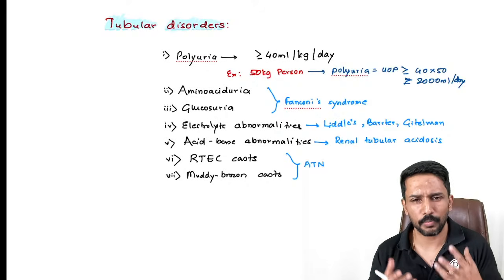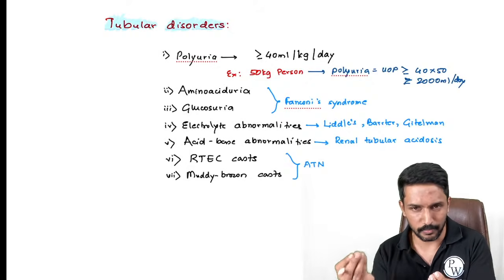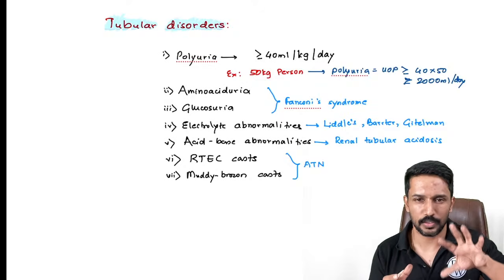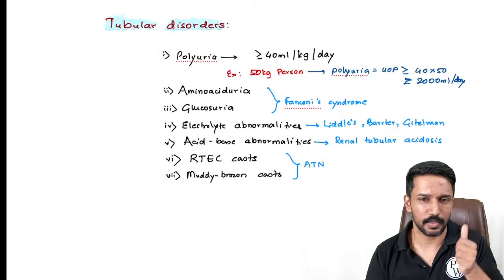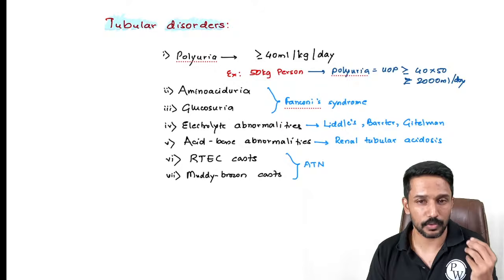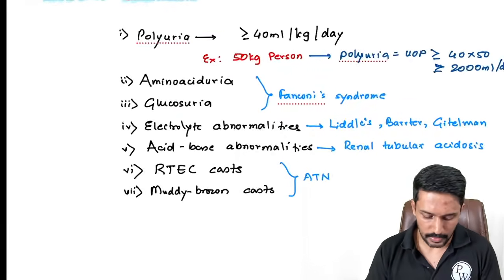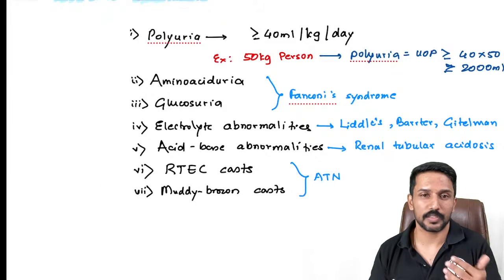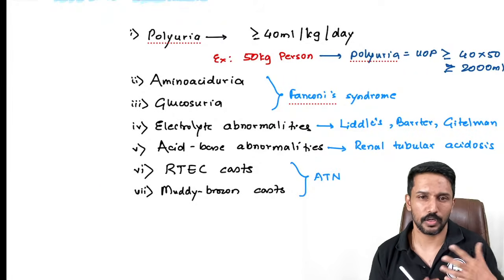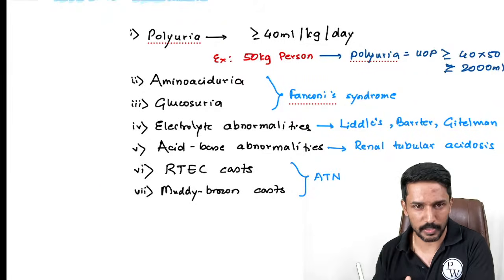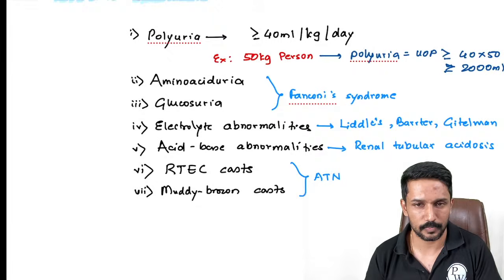So is it possible from a story, lab investigation, symptoms for us to localize it to either glomeruli or tubules? Yes, if glomeruli are affected, the patient will have the nephrotic or nephritic presentation. If tubules are affected, these are the features that the patient is going to present with. He may have polyuria, amino aciduria, glucosuria, electrolyte abnormalities, acid-base abnormalities, or these abnormal casts.